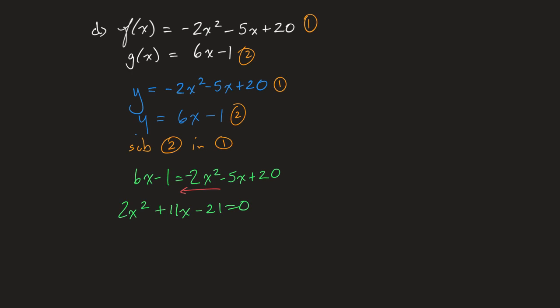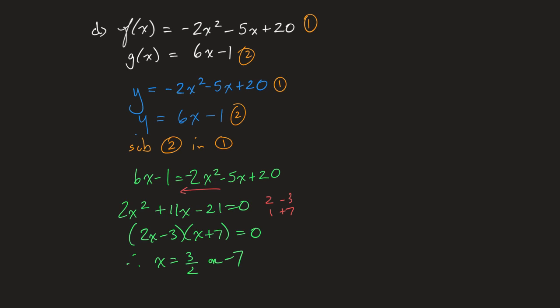I can't collect my x's, so I'm going to look to try to factor it. Two numbers to multiply, that's going to be a 7 and a 3, and that'll give me a 14 and a 3 that I can get 11. And so pretty quickly then, I can see that that will factor, and I can find my points of intersection at 3/2 and negative 7.